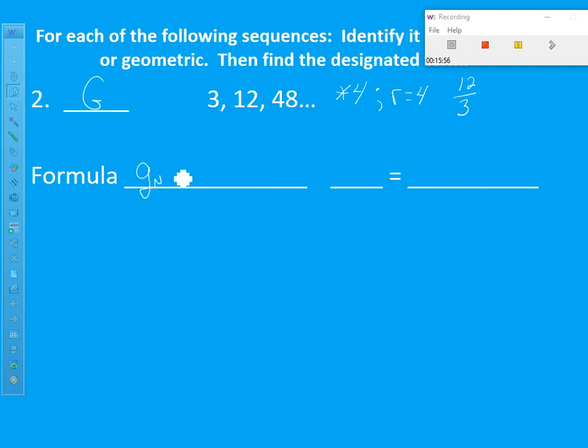I'm going to have G sub n equal G sub 1, which is 3, in parentheses the R value, which is 4, to the n minus 1. Once again, you have to have the G sub n, you have to have the n minus 1. Now to find the value of the 15th term, I'm going to run through my calculator. 3 times 4 to the 15 minus 1, which is 14.